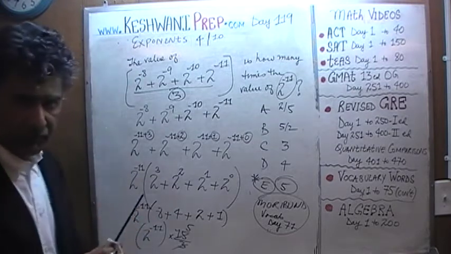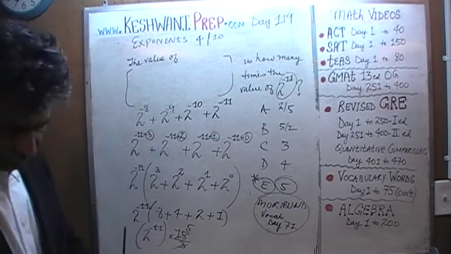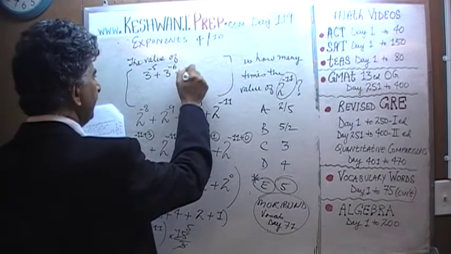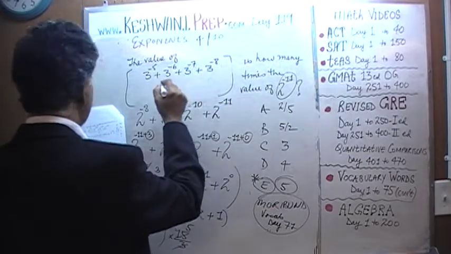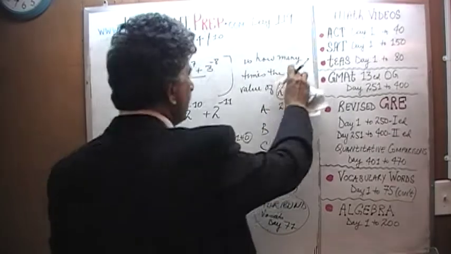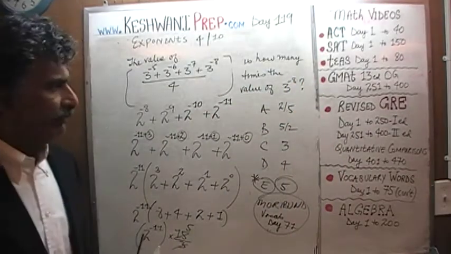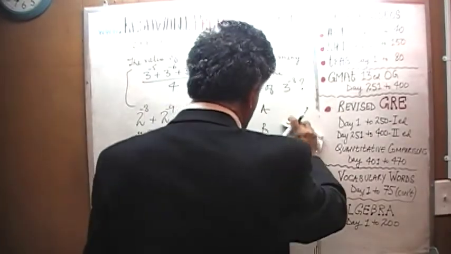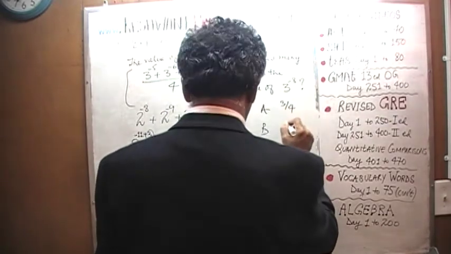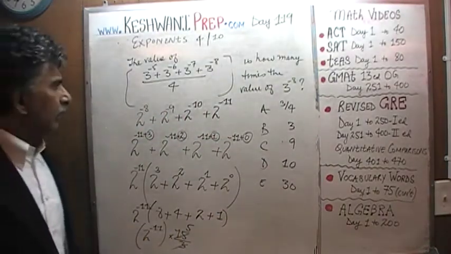All right. The problem that we have today is this. The value of 3 raised to negative 5 plus 3 raised to negative 6 plus 3 raised to negative 7 plus 3 raised to negative 8 over 4 is how many times the value of 3 raised to negative 8, and the answer choices are 3/4, 3, 9, 10, and 30.